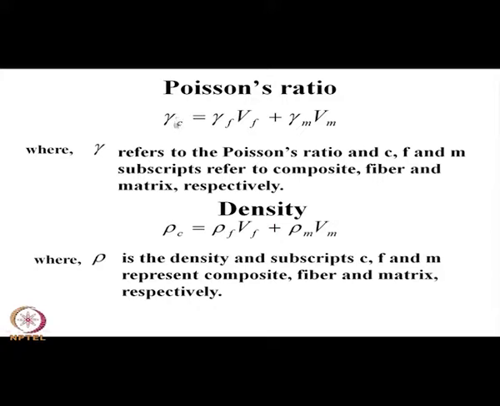We can also calculate the Poisson's ratio, where gamma refers to the Poisson's ratio, and the subscripts C, F, and M refer to composite, fiber, and matrix respectively. This shows gamma C is the Poisson's ratio of the composite, and this is the Poisson's ratio of the fiber, volume fraction of the fiber, Poisson's ratio of the matrix, volume fraction of the matrix. The density can also be calculated from that of the component fibers and matrix, if we know the volume fraction of the fiber and matrix in the composite.